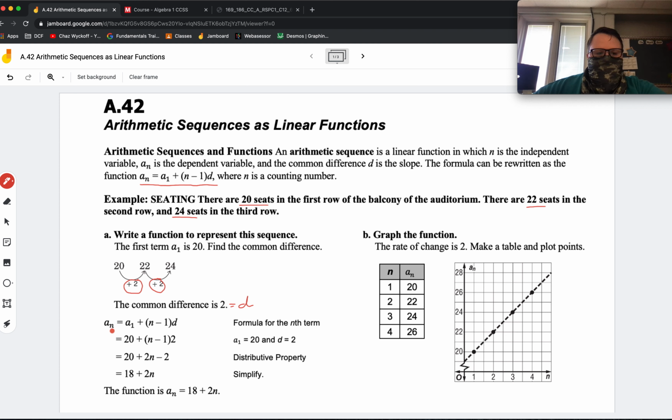So then we plug it into our formula that we did yesterday, a sub n. A sub 1 was 20, and d is 2. And then when we distribute the 2 in, we get 2n minus 2. So 20 minus 2 is 18, 18 plus 2n, and that is our function. Now, the next thing they wanted us to do was graph the rate of change, to make a table and plot points. So when n equaled 1, a sub 1 was 20, so they plotted that point, 1 comma 20, 2 comma 22, 3 comma 24, and then 4 comma 26, and then you're just plotting your line through it.